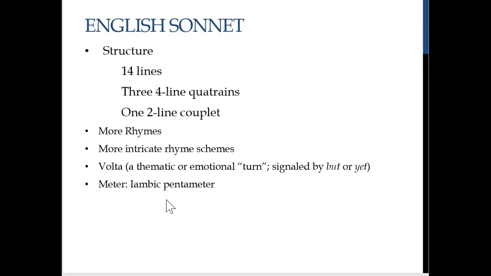In English, given the nature of the language, there tend to be more rhymes and more intricate rhyme schemes in the English sonnets. Poems are characterized typically by a volta, a kind of change in the theme or emotion of the poem, and this is often signaled by the word but or yet. And typically, English poems are written in iambic pentameter.